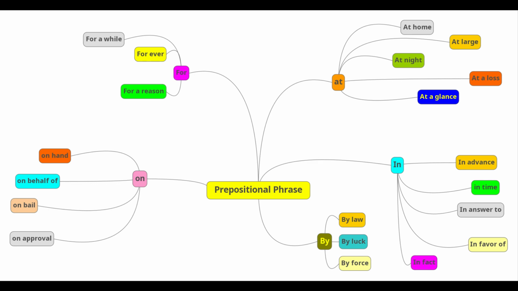If you apply this mind mapping technique, it can give you a picture form of English grammar.